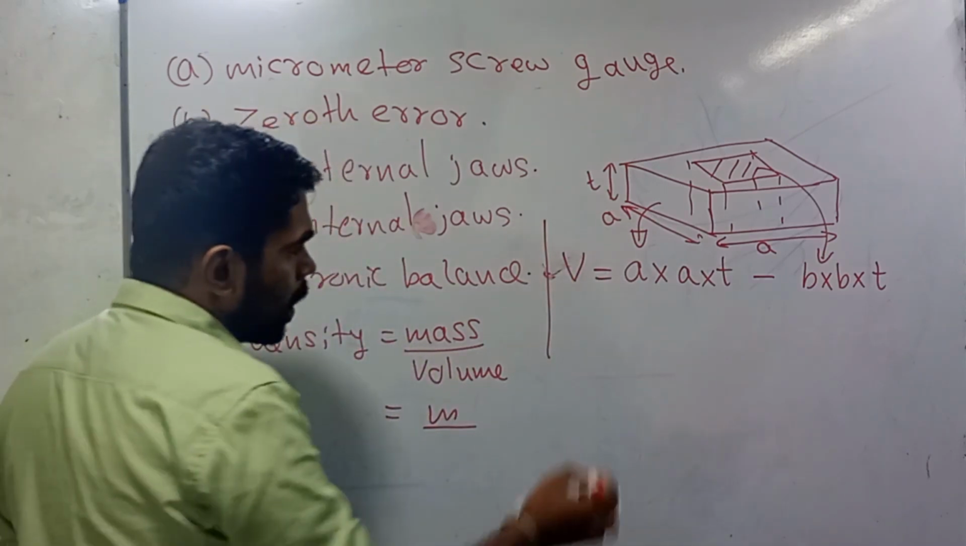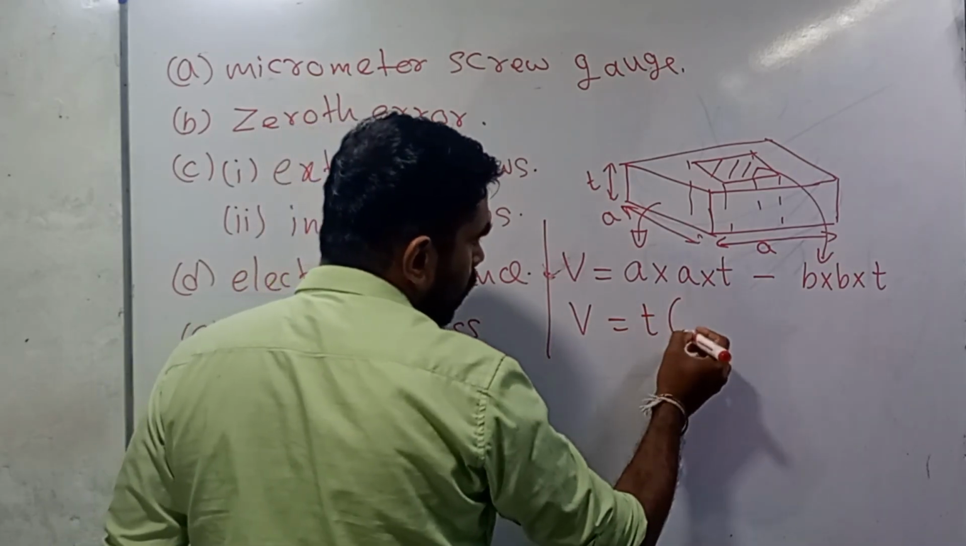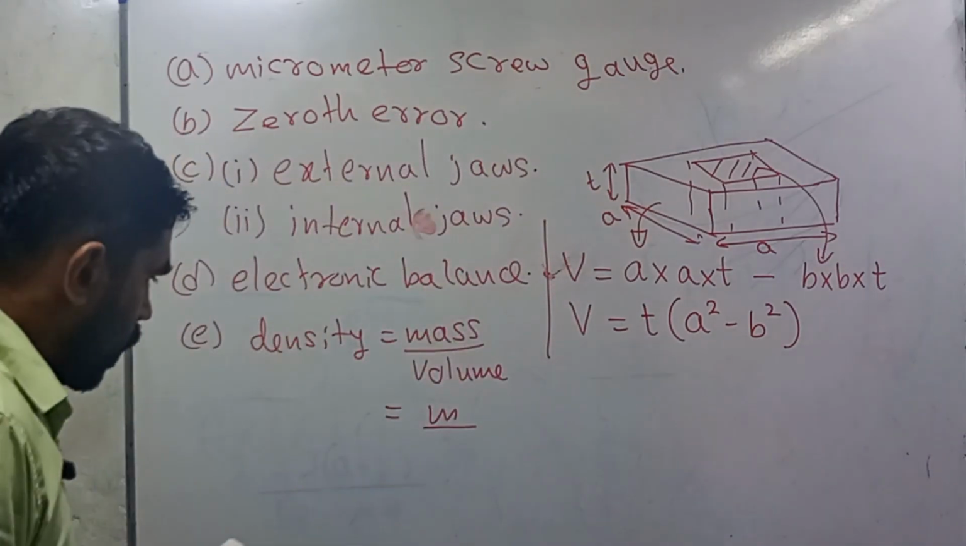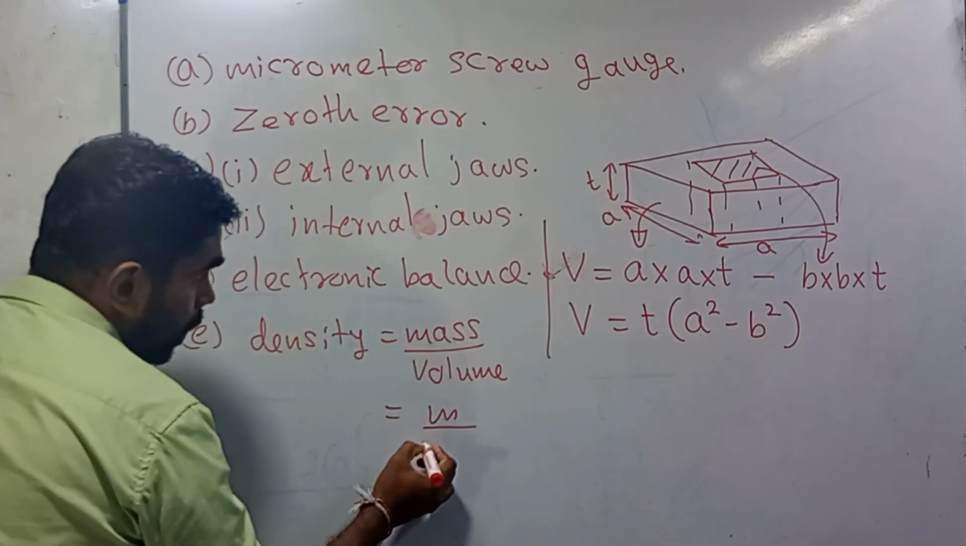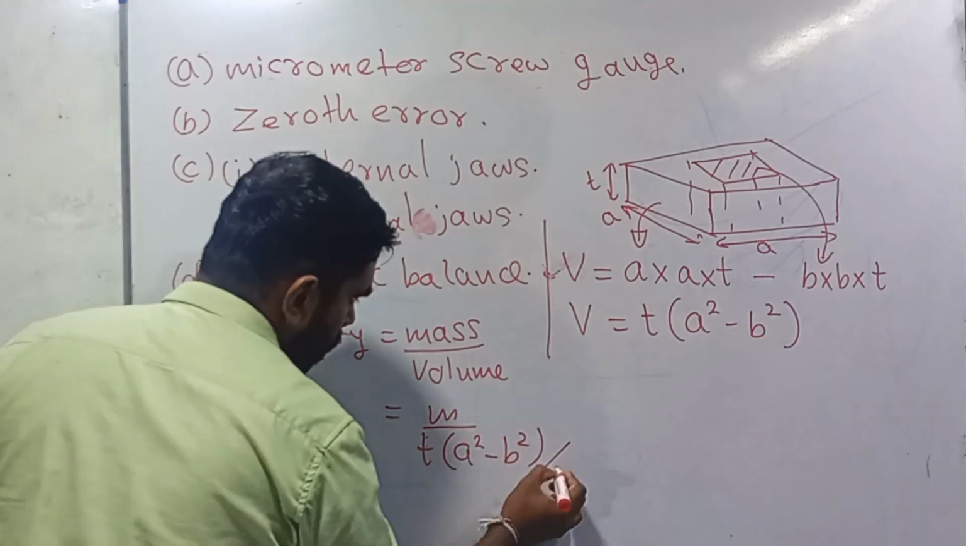And we can simplify it. We can write the volume. I will take T as a common factor and then we can write A squared minus B squared. Then we can write the volume. We can substitute the volume into the equation: density equals M divided by T times A squared minus B squared.